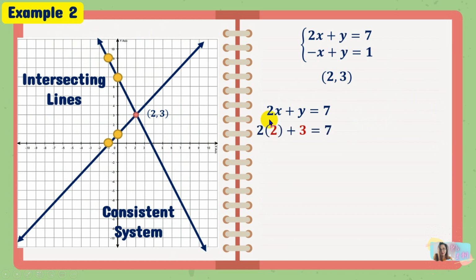Magkakaroon tayo ng 2 times 2 plus 3 is equals to 7. So, what is 2 times 2? That's 4. 4 plus 3 is 7. And 7 is equals to 7. So, positive 2 and positive 3 satisfies the first equation.